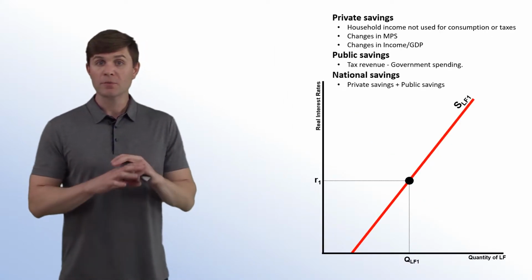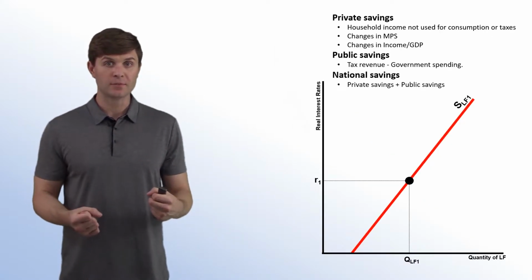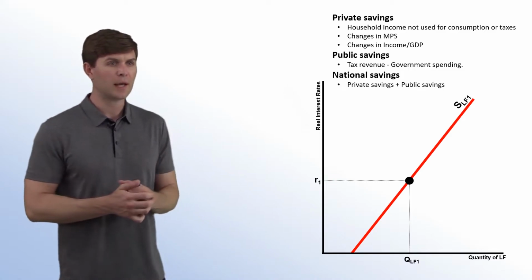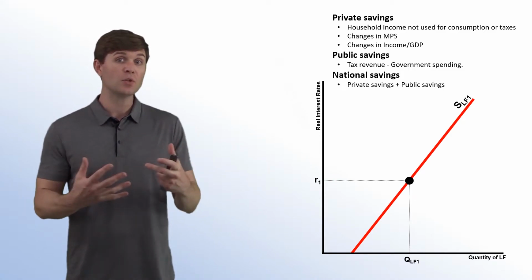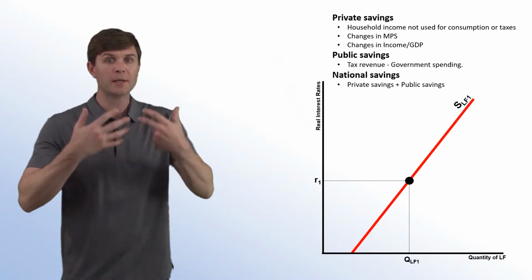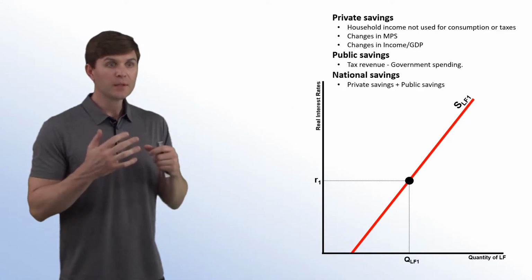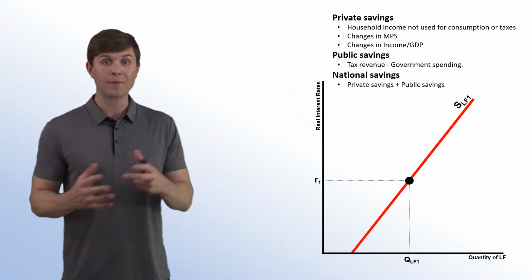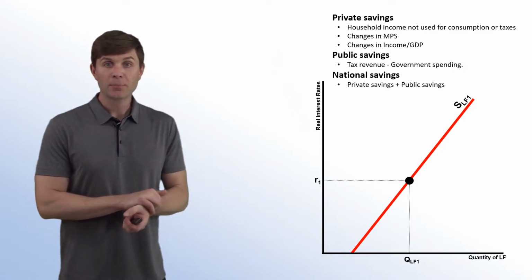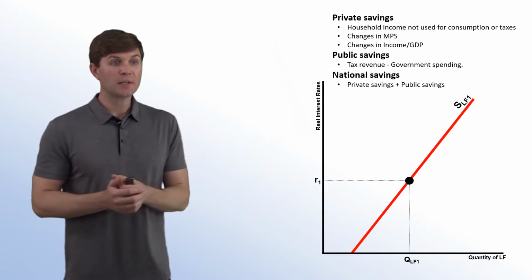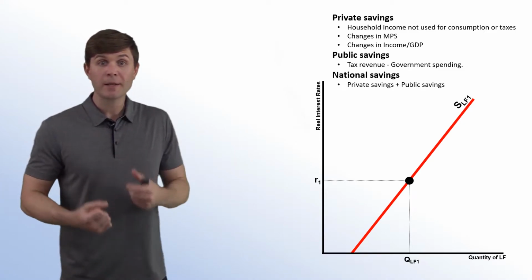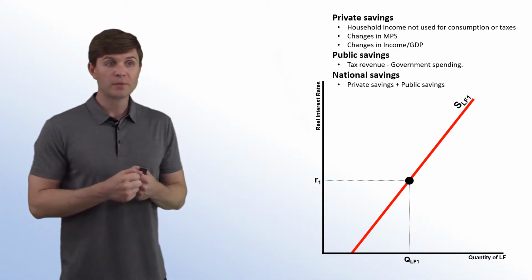Now the supply curve represents all the savings that exist. Now savings can be broken down in a few different categories. Private savings, that's me and you. That's the household savings. We put our money into savings accounts. They pay an interest to us. Okay, our marginal propensity to save, when that changes, so does the private savings. Changes in income, if I am earning more money, I'm going to be willing to put more into savings.